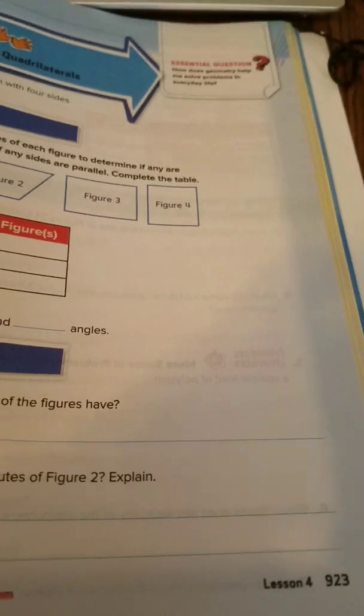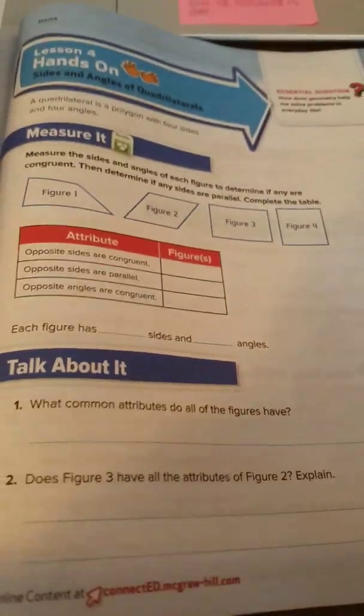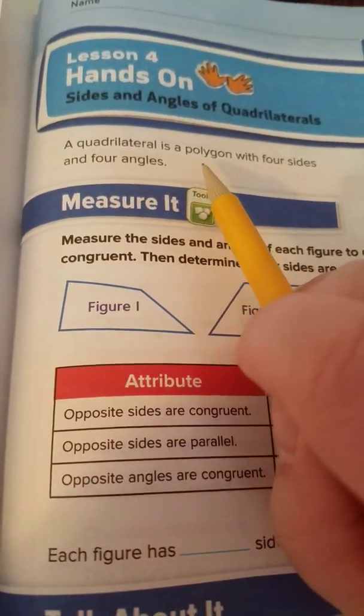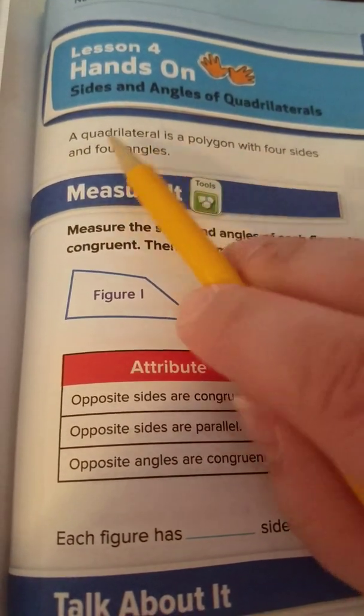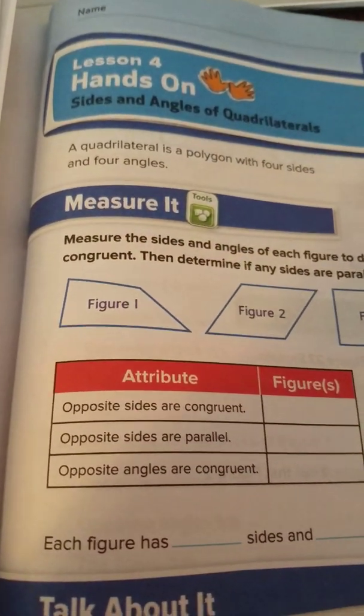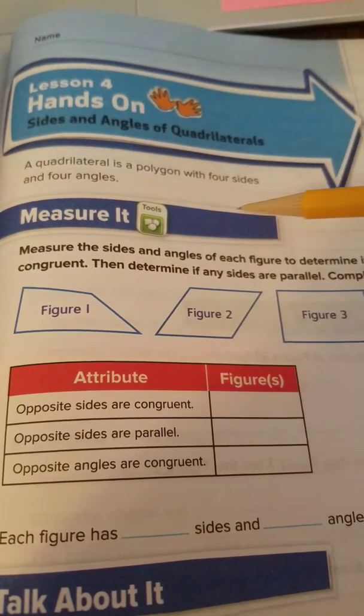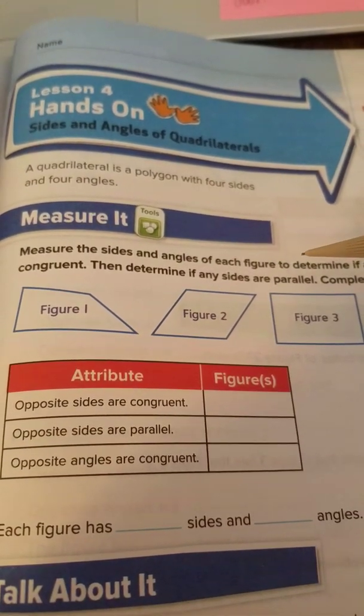So let's go to our book. We're on page 923. If you're not there, go ahead and pause the video to get there. And up here at the top, we're learning a quadrilateral is a polygon with 4 sides and 4 angles. We knew that.